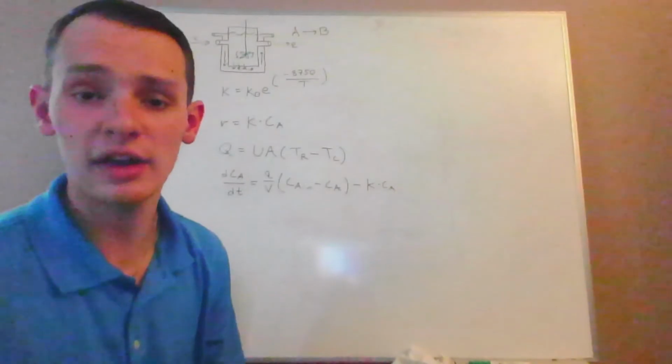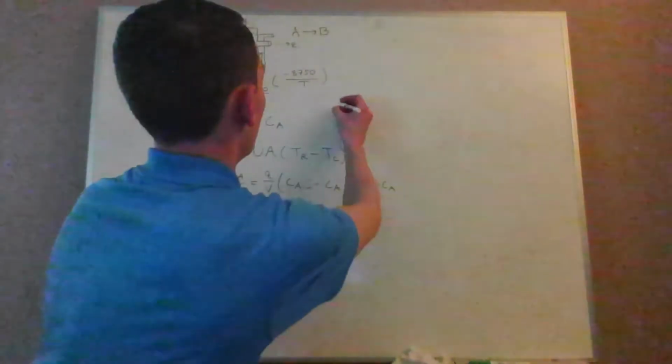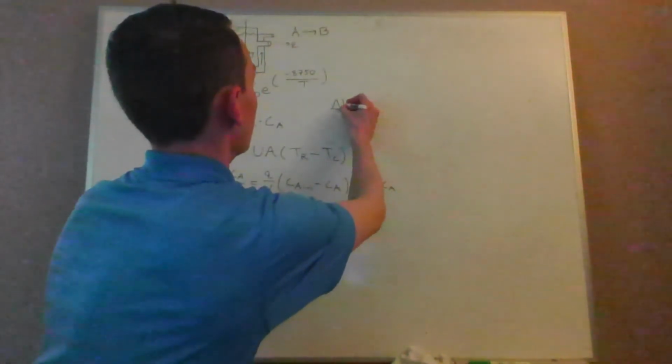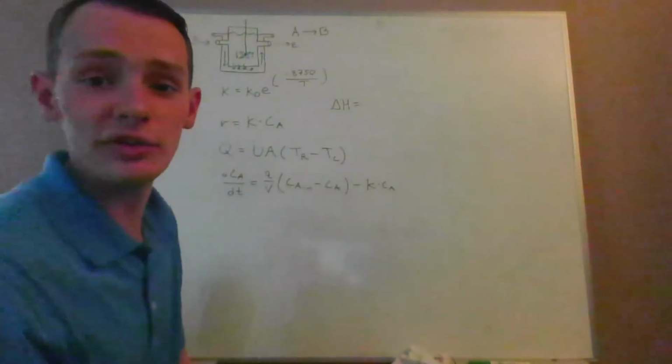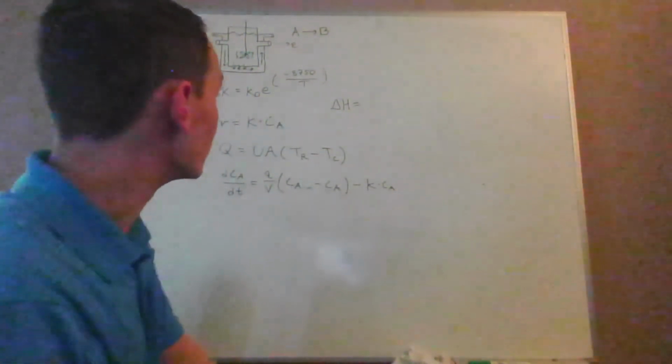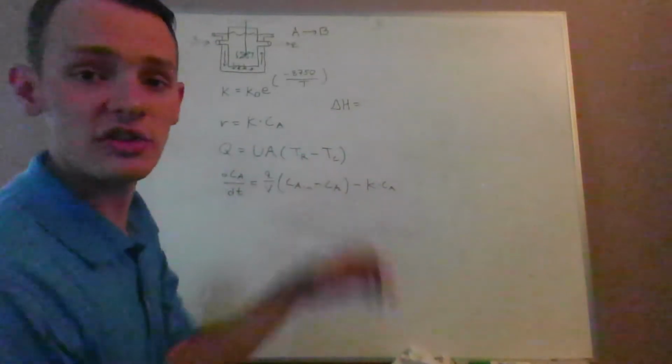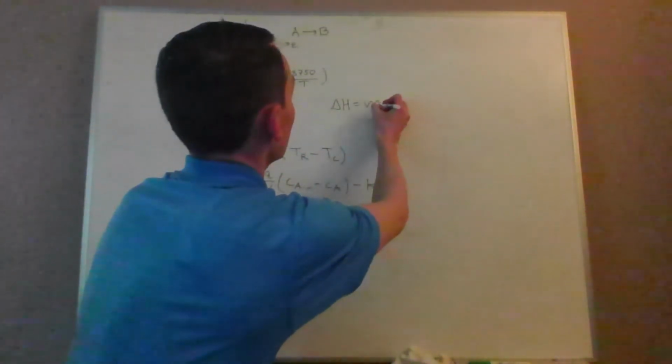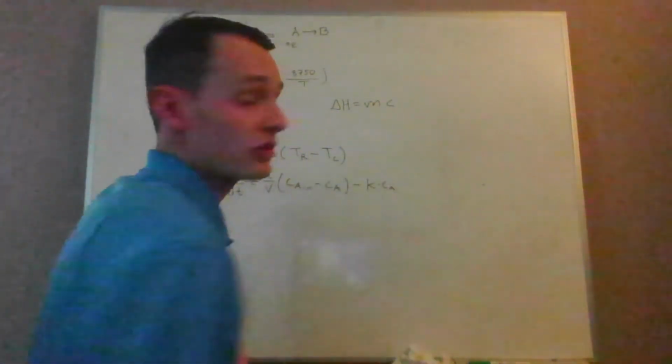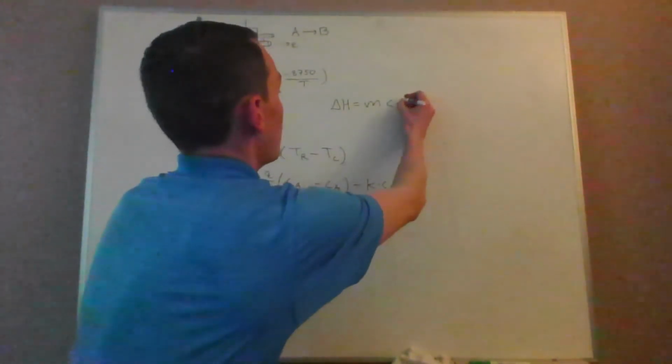Now we're ready to do our energy balance. So I'm going to write this equation that you've probably seen. And this is one that I also actually used in physics when I was in high school. And that's that the change in enthalpy is equal to the mass times the specific heat multiplied by the change in temperature.